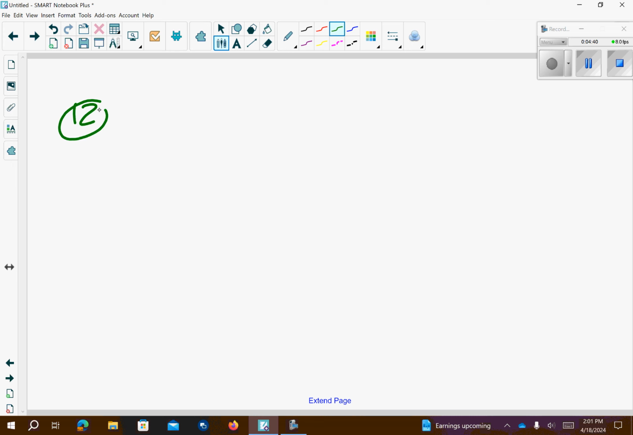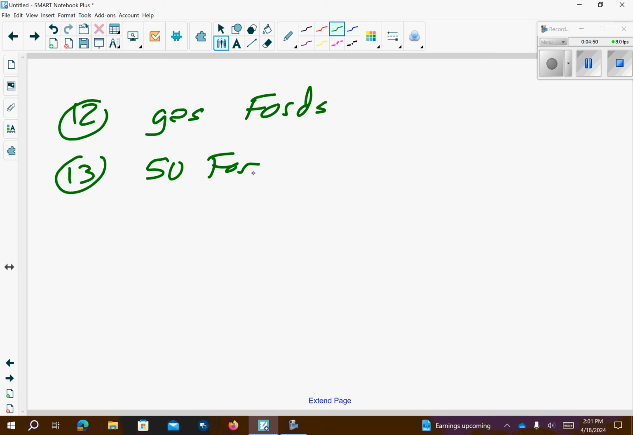Okay, so identify the population of interest. Gas-powered Fords. Okay, 13. What was the sample? It was 50 Fords that were local, not random. Even though they say it's random, it's not really random because it came from the same location. Okay. Was this an appropriate sample size?